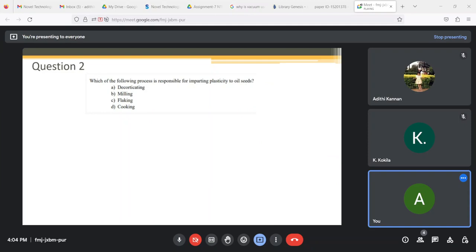Okay. Moving to question 2. In case you want me to repeat any question, you can let me know. Which of the following processes is responsible for imparting plasticity to oil seeds? A. Decorticating, B. Milling, C. Flaking, and D. Cooking. So what is plasticity in an oil seed?